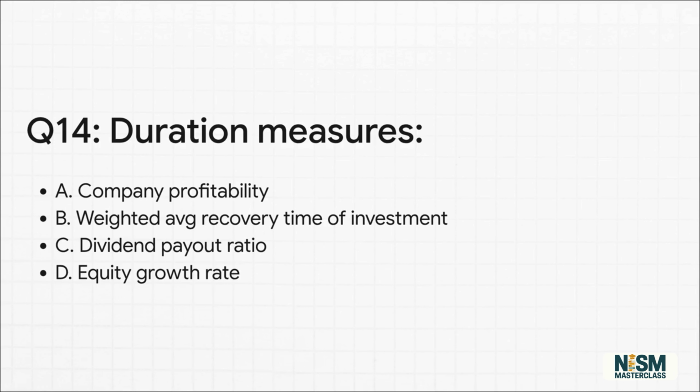The correct answer is option B, weighted average recovery time of investment. This metric is hands down the best way to understand a bond's overall risk profile. Duration essentially tells us how sensitive a bond's price is to changes in market interest rates. A higher duration just means higher interest rate risk and a greater potential for price fluctuation.